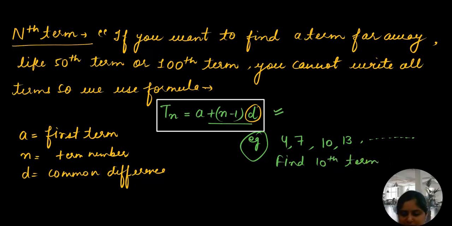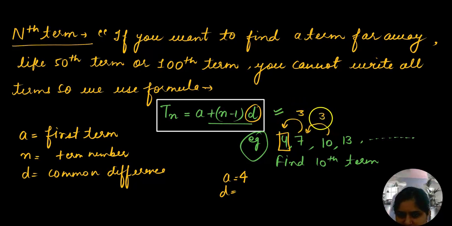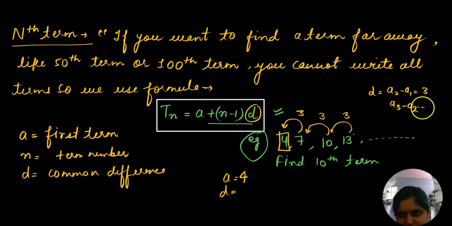So what will you do in this? First of all, you will apply this formula, but to use the formula, you should know what A and D are. So what is A in this sequence? First term is 4. What is the difference? 7 minus 4 is 3, 10 minus 7 is 3, 13 minus 10 is 3. You are finding the difference between them. So A2 minus A1 is 3, A3 minus A2 is 3, and so on. So we can say that the difference is 3.